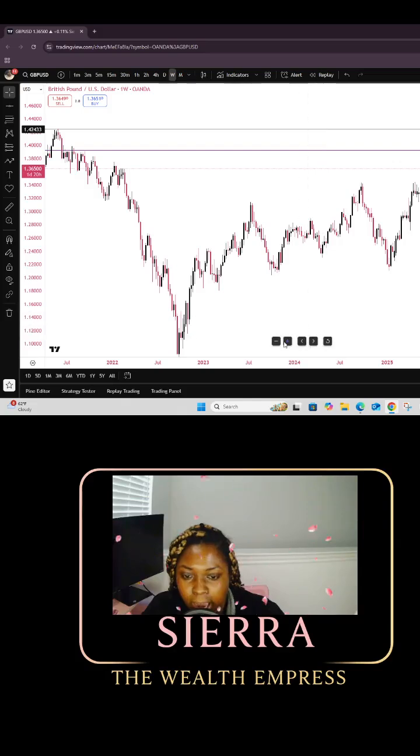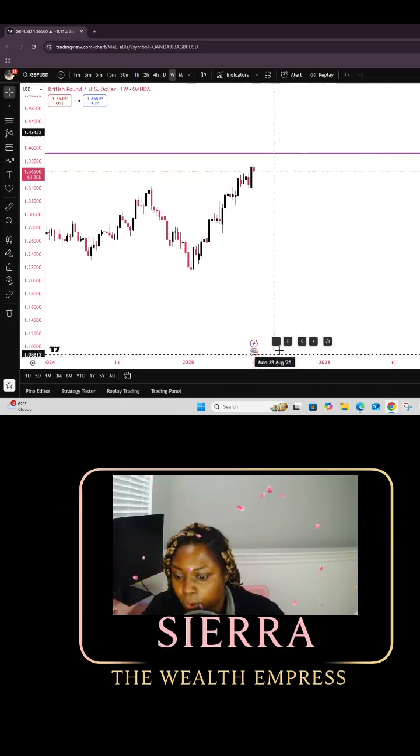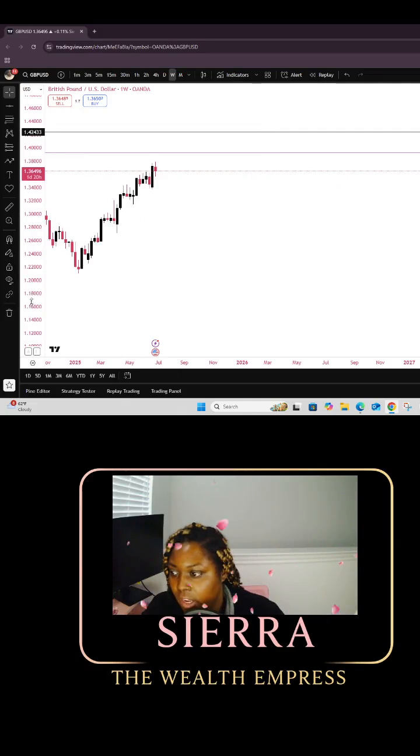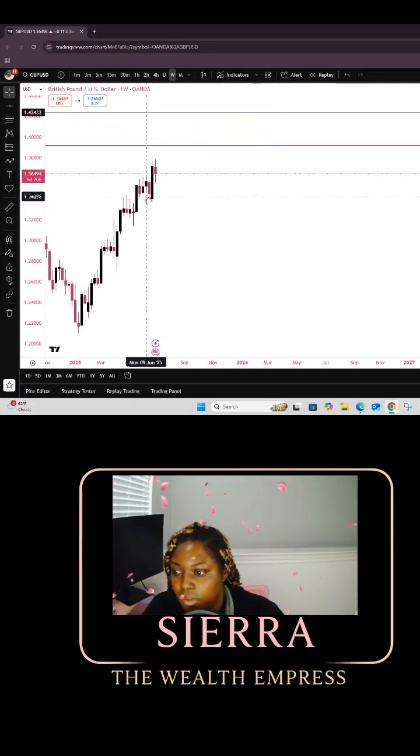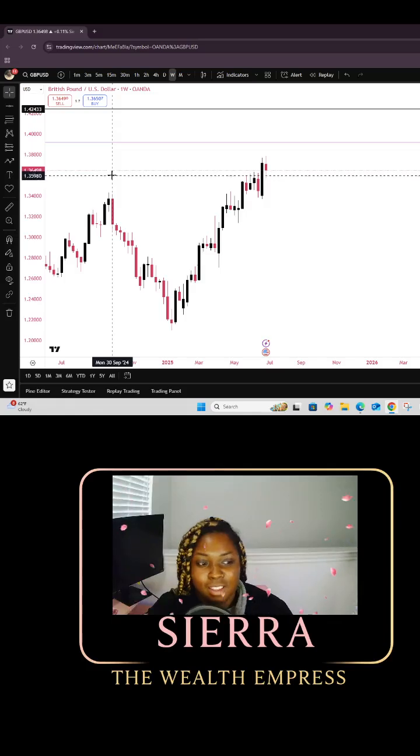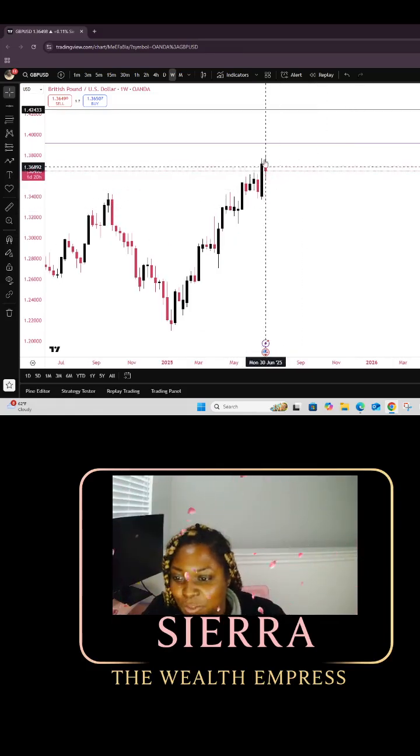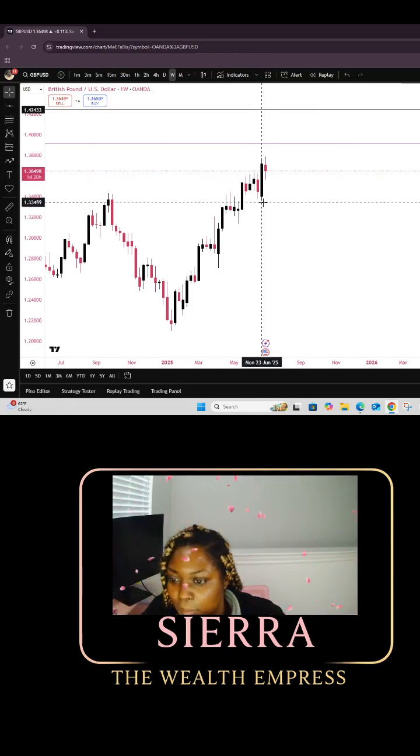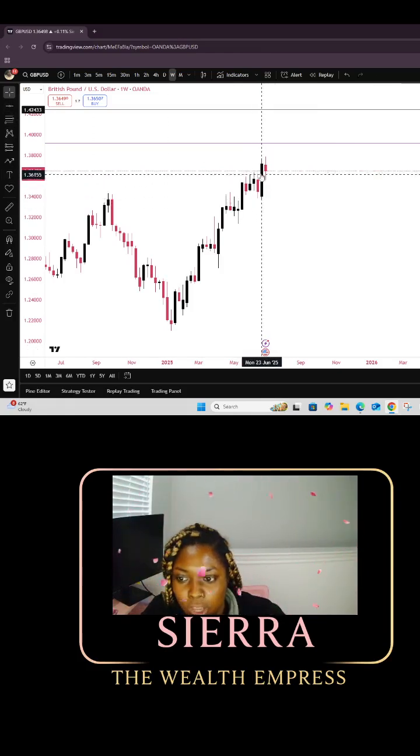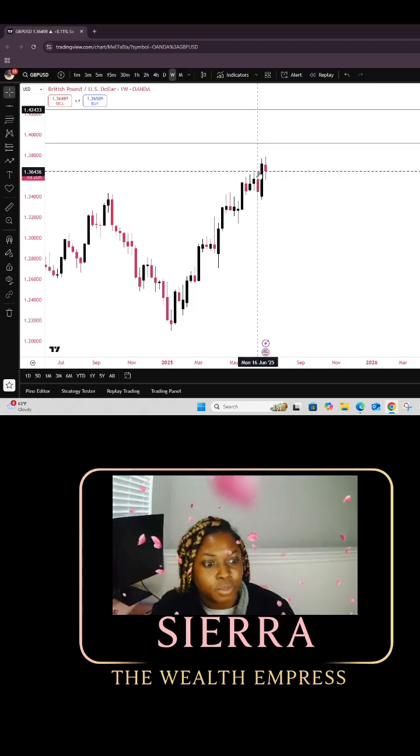We look at last week's candle, we have an engulfing candle, okay? So we have this. Okay, I'm sorry about that. So we have an engulfing candle. Remember, it has to run the low and the high in order for it to be an engulfing.